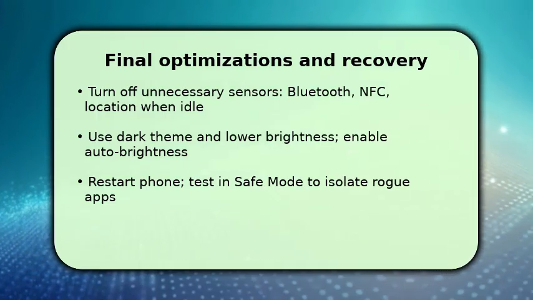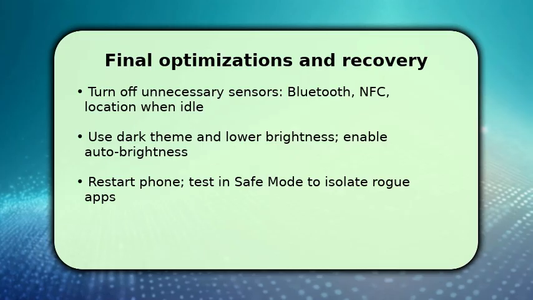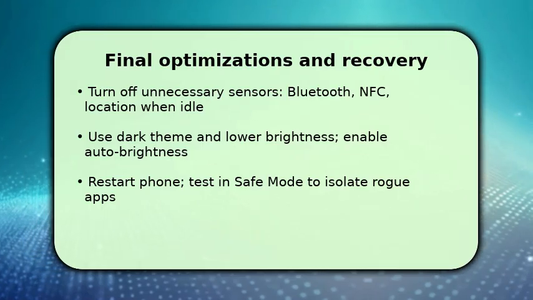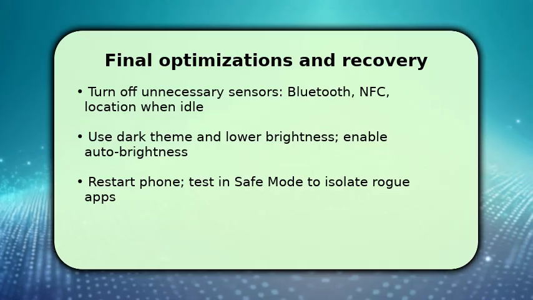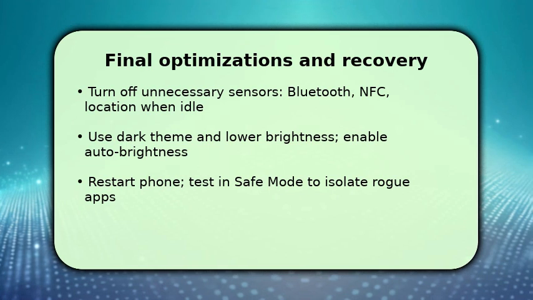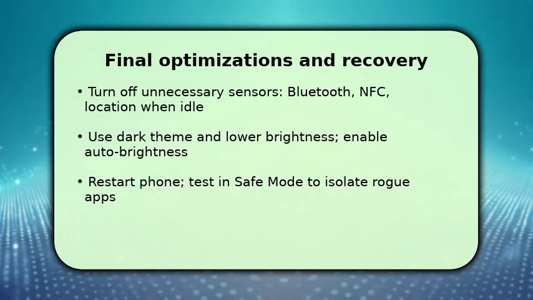Restart the phone so new settings settle. If battery still drains quickly, boot into safe mode to isolate misbehaving apps. If life improves, uninstall recent apps. If problems persist, performance settings reset as a last resort.